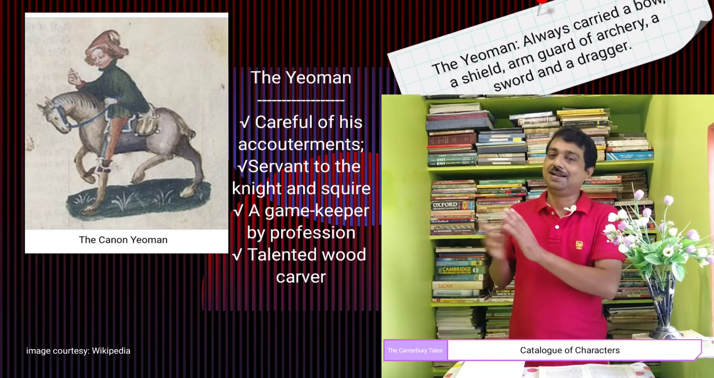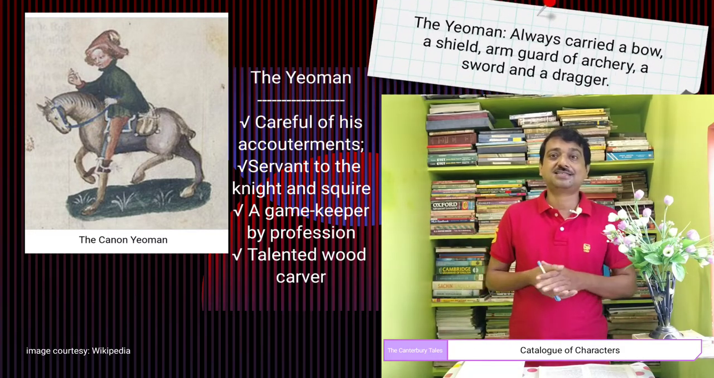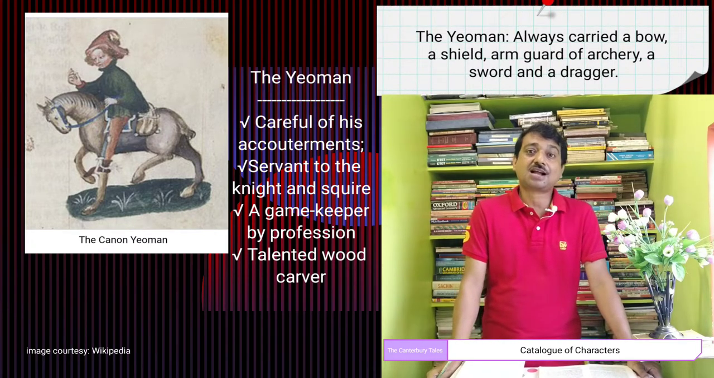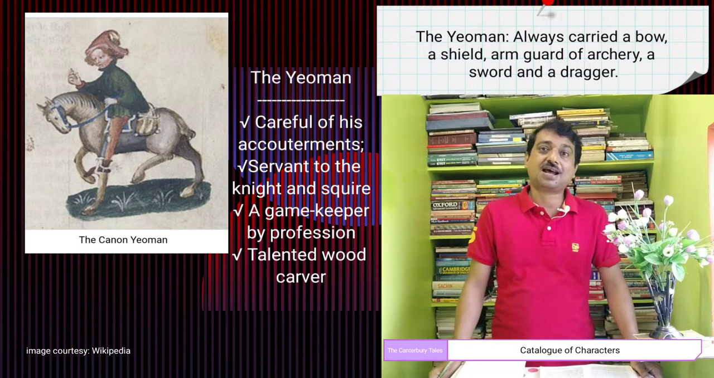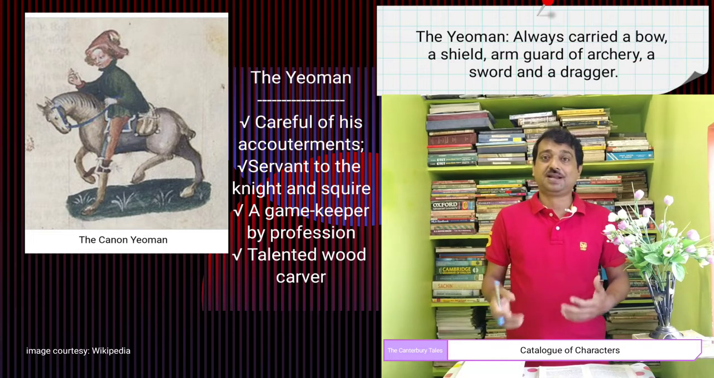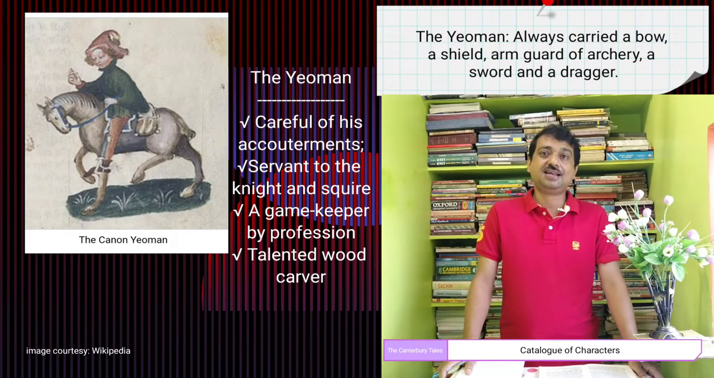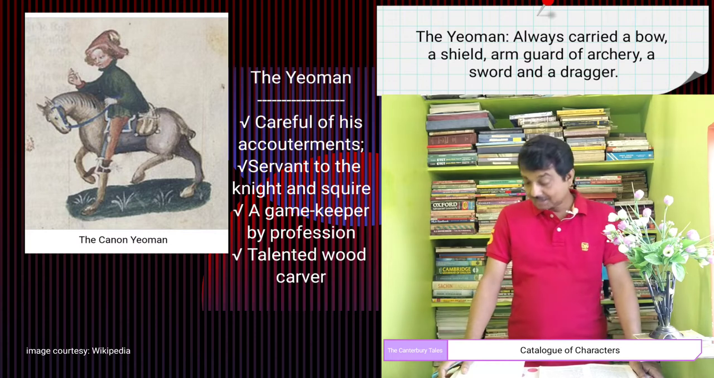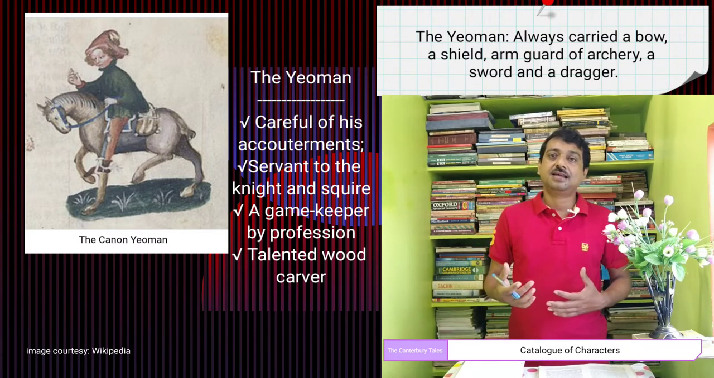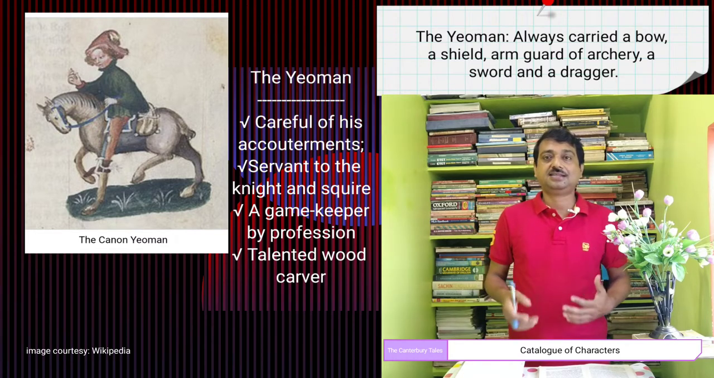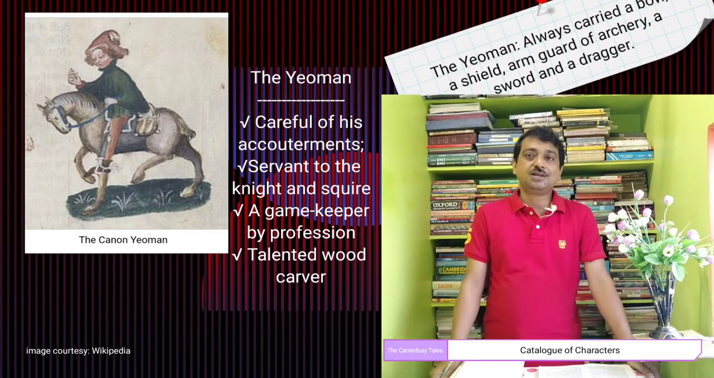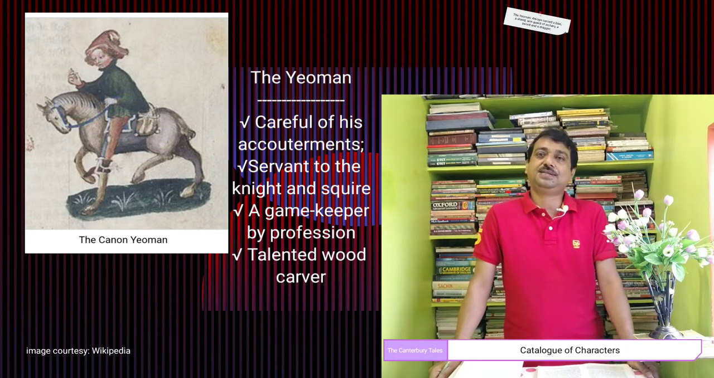The knight's yeoman, the other character, is ranked in service just above the groom and is so careful of his equipment. He is servant to the knight and squire. A gamekeeper by profession, he looks to be an outdoorsman, a talented woodcarver, like the image of Saint Christopher. He always carried a bow, a shield, an arm guard for archery, a sword, and a dagger. So this is the warrior segment that has been depicted here.